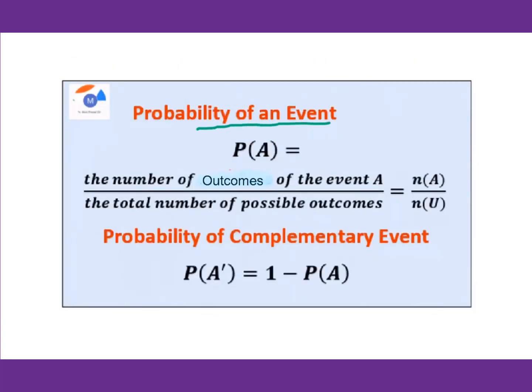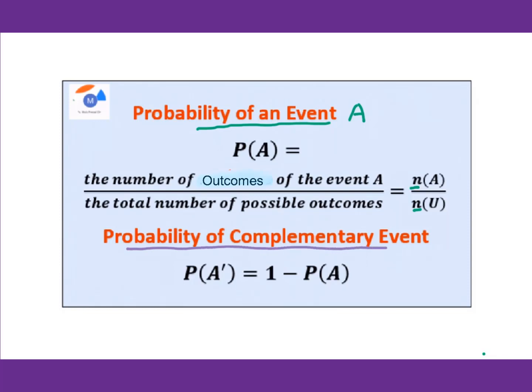Probability of an event A: P of A equals the number of outcomes of the event A over the total number of possible outcomes. We use n(A) over n(U), where n stands for the number of possible outcomes in A or in total.